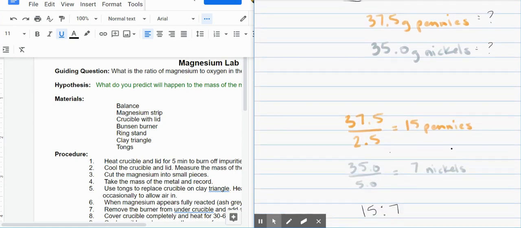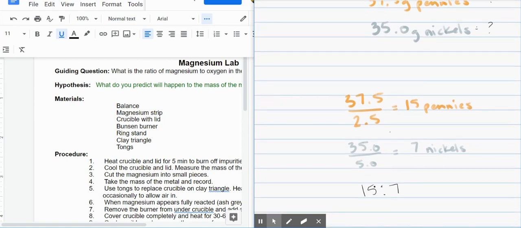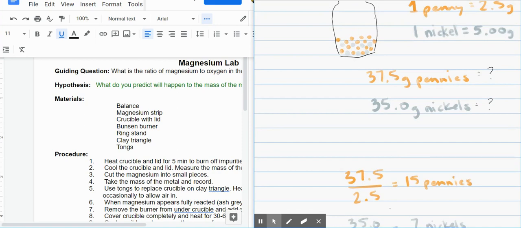When you divide 37.5 grams of pennies by the mass of each penny, you find out that you have 15 pennies in the jar. And when you take the total mass of nickels, 35, and divide it by 5 grams per nickel, you find out that there were 7 nickels. So the ratio is not even close to 1-to-1. The ratio is 15 to 7 of my coins in this jar.